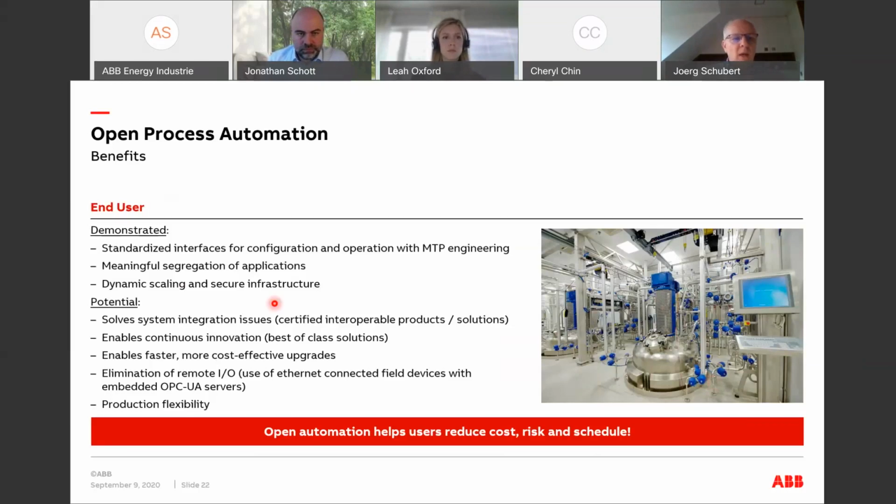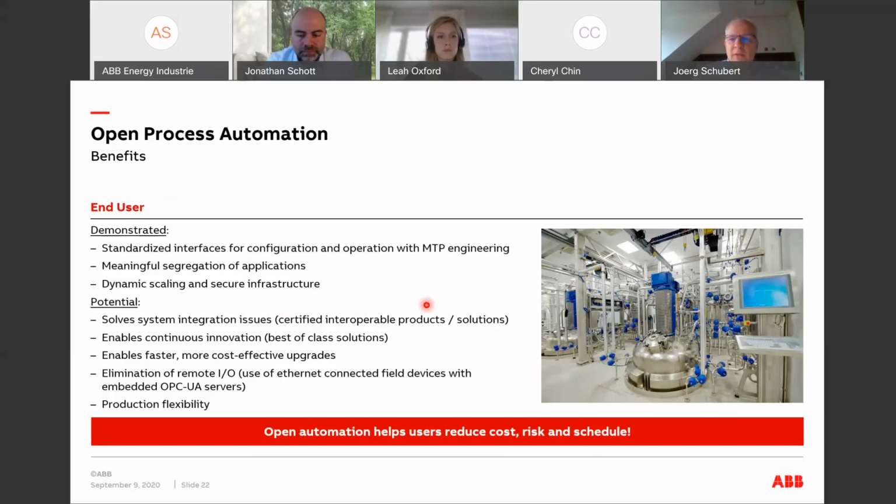So the benefits that we clearly see on our side for the end users, and we project that they also resonate with you, is this standardization of the way we handle the equipment, still allowing meaningful segregation of applications, and the dynamic scaling that we reach with the openness to have small things addressed, but also large, is clearly the path to go here.